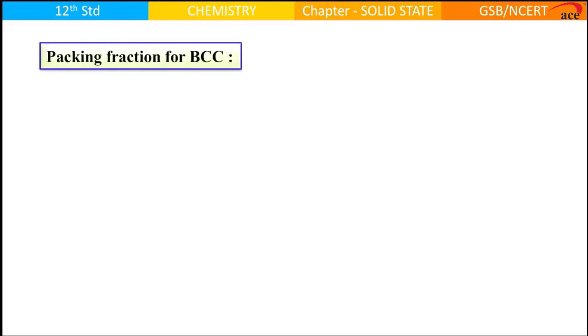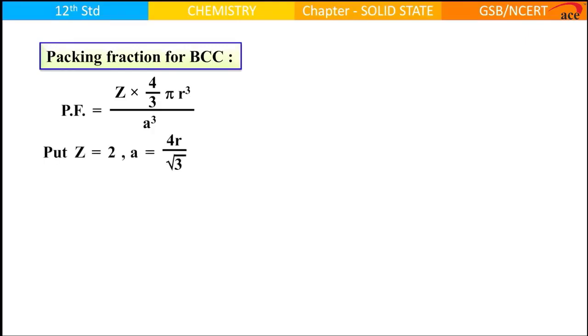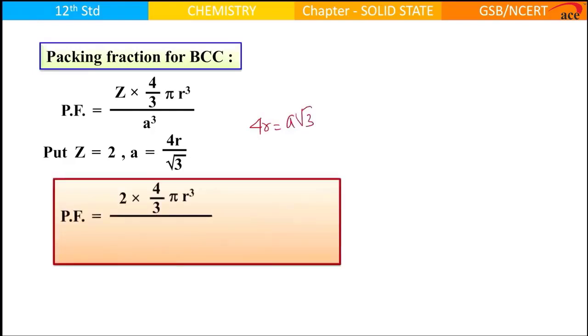So what is the packing fraction for BCC? You remember this formula? Z multiplied by 4/3 pi r cube upon a cube is the packing fraction. What is the value of Z for BCC? 2. What is the relation between a and r? You remember from the previous slide, 4R is equal to a root 3. Therefore, a is equal to 4R by root 3.